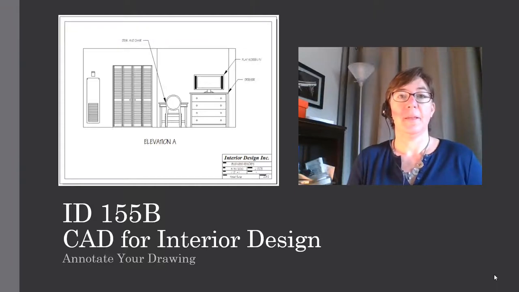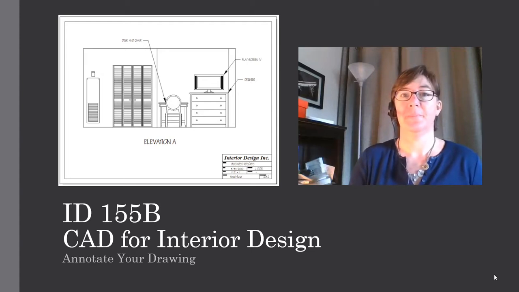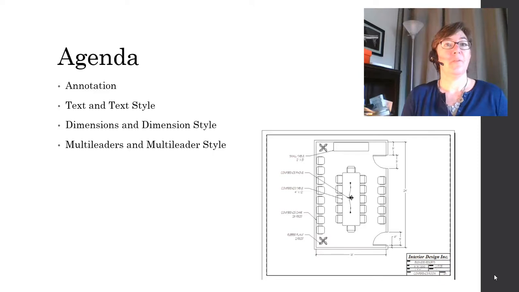Hi students. This week we're going to cover chapter 11 of your textbook on how to annotate your drawing. First we'll cover what annotation is, and then we'll talk about text, dimensions, and finally end up with multi-leaders. For each of these types of annotations, there is also an associated style to go along with it.